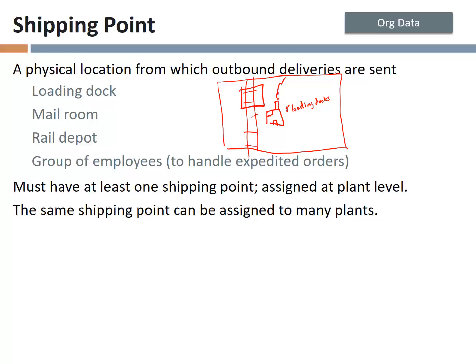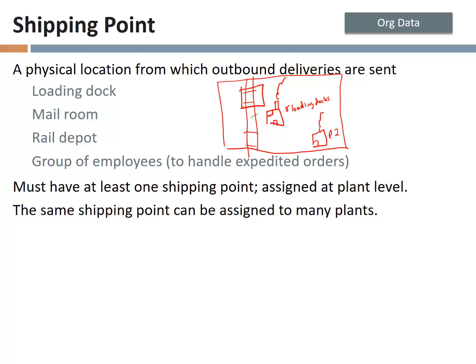So maybe because our company is expanding, we build another plant on the same property. And so now we have plant two. And plant two has its own unique loading docks that would be shipping points, but it also uses this rail yard over here. So that rail depot is used by both plant one and plant two. There's no problem with that. The same shipping point can be assigned to many plants. So every plant has to have at least one, but they can cross over.